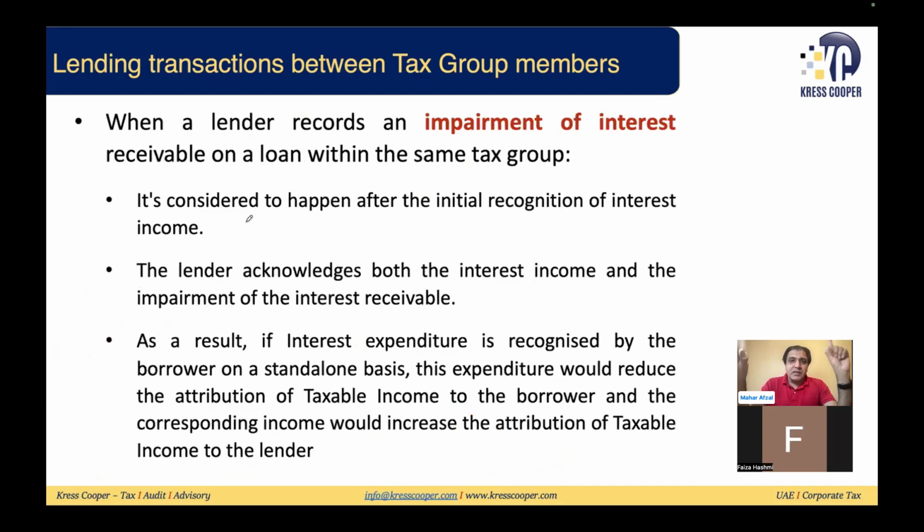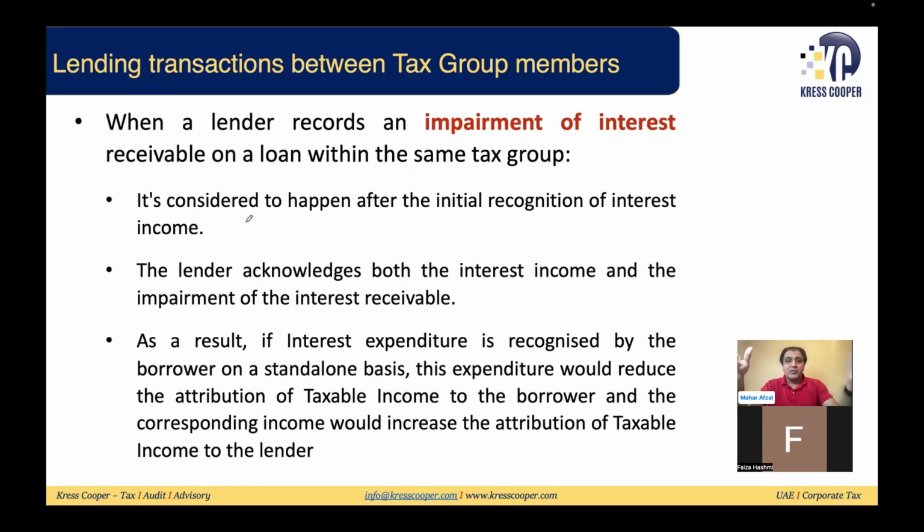Impairment of interest. The first is impairment of the loan. Second is impairment of the interest. When there is impairment of the interest, there is a possibility it will reverse the expenses of B as well. So if the expenses are being reversed, here income is being reversed, here expenses are being reversed, adjustment is required. Here expenses are being reversed, here income is not being reversed, it will not require any adjustment.